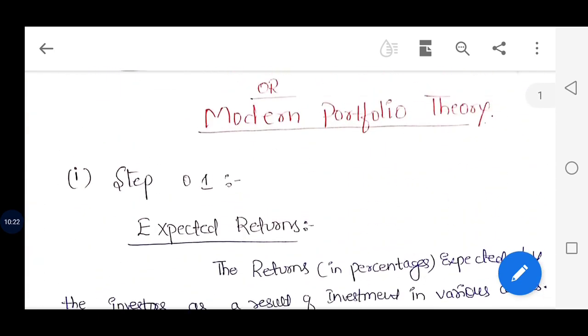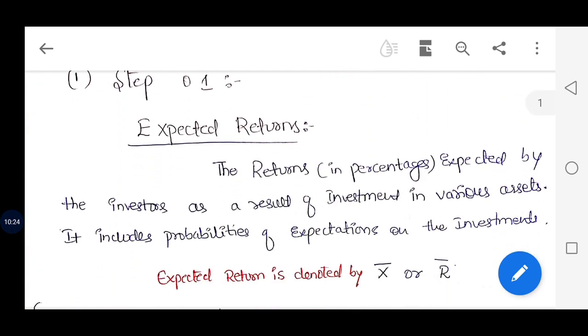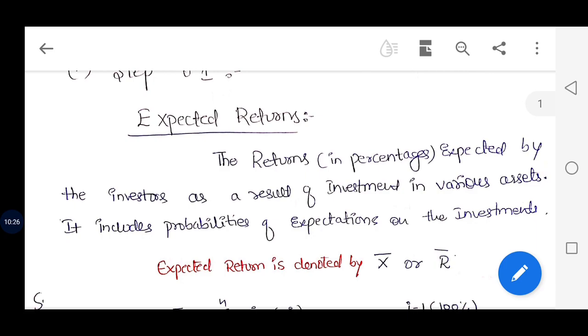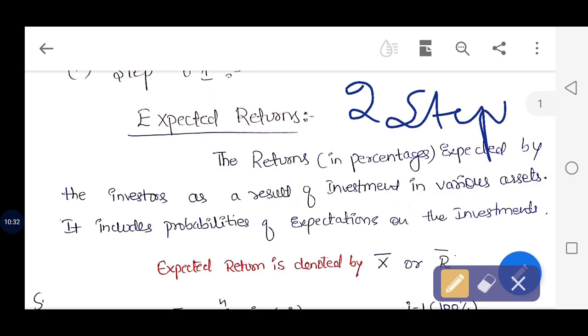In the next video we will take another type of problem. In that we will do both steps of calculating the returns and risk under the HM model.